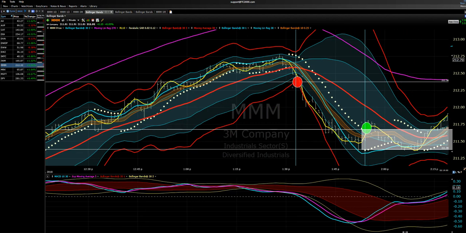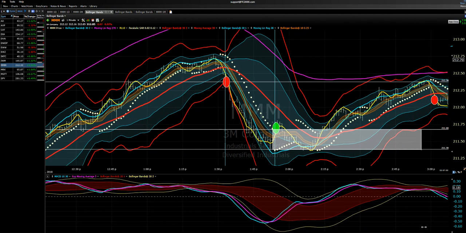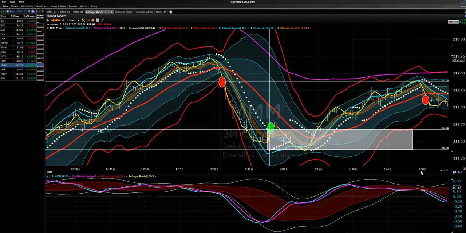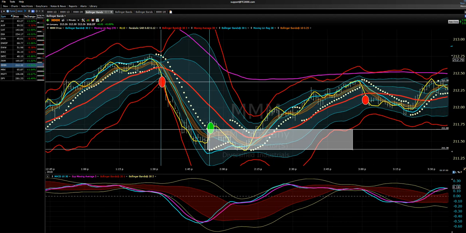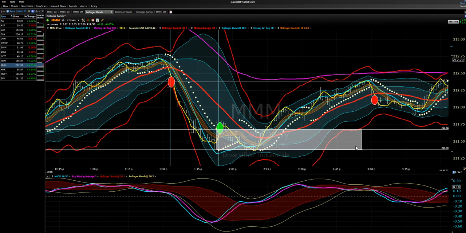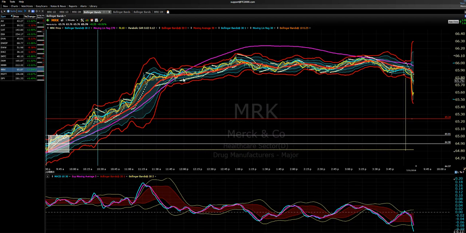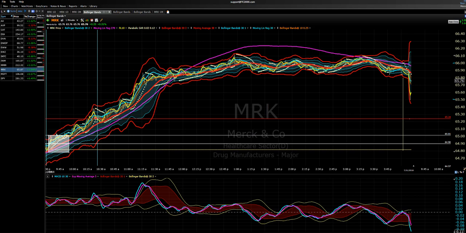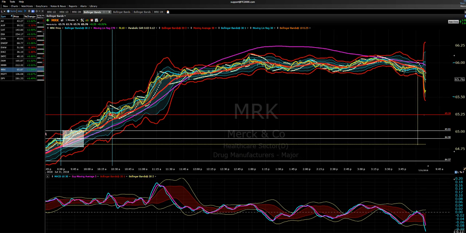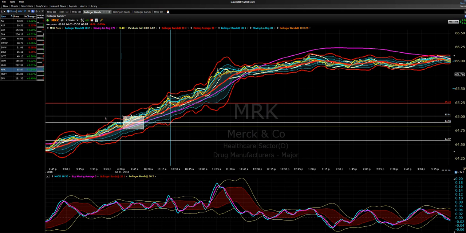This was part of that 2 o'clock afternoon run, grinding up. Wanted to get paid as we're going past 3. Missed some follow-on, but that was a pretty good late afternoon trade. Merck. Missed all of this run. What we had was a hybrid frog entry on the long side and then cashed in the usual way as it entered the fall, but then missed all of this.